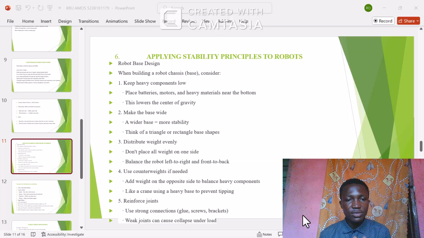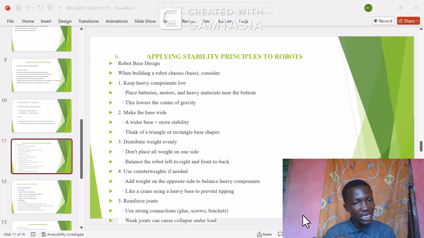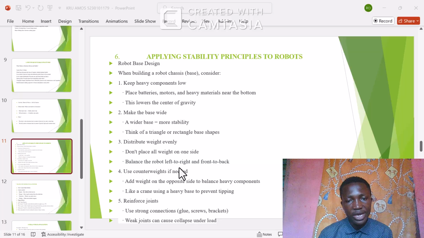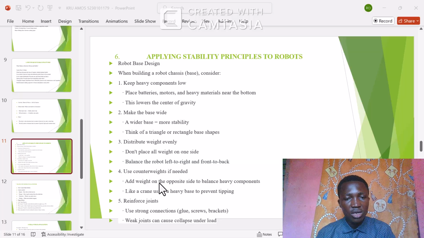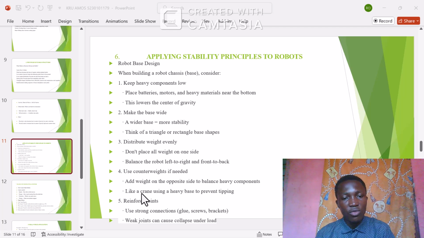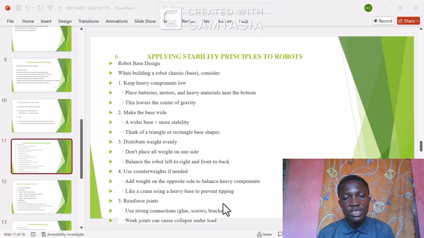Three, distribute weight evenly. Don't place all the weight on one side. Balance the robot left to right, front to back. Four, use counterweight if needed. Add weight on the opposite side to balance heavy components, like a crane using a heavy base to prevent tipping.